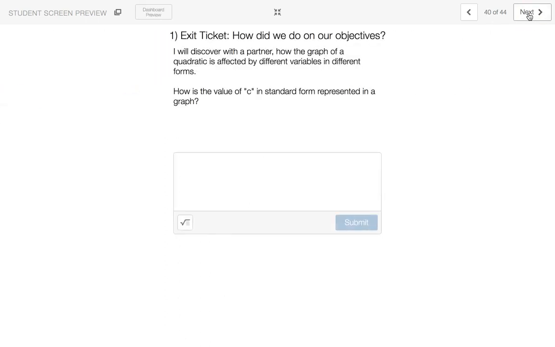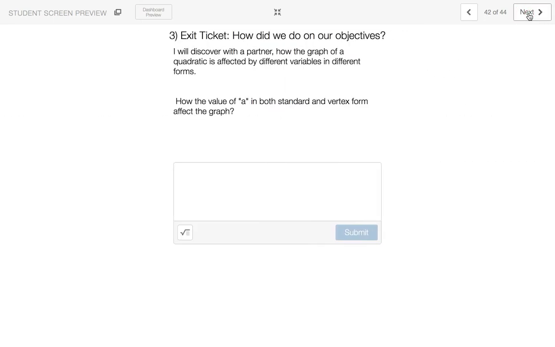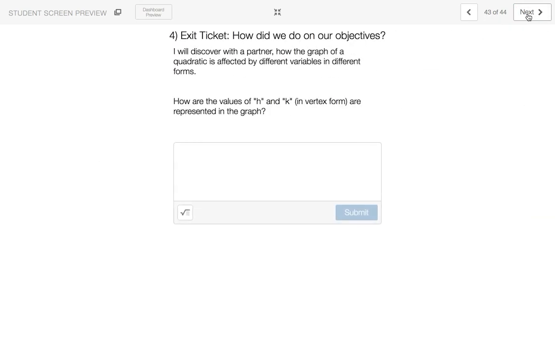Then you have 4 exit tickets, which you're going to do on your own. So I want to know, did we achieve our objective? What does the value of c in the standard form tell you when you're graphing it? What do the solutions mean? How does the a value affect it? And notice the a value is both in standard and vertex form. And then the last one is, how do the h and the k affect the graph, and where do we see it in the graph?